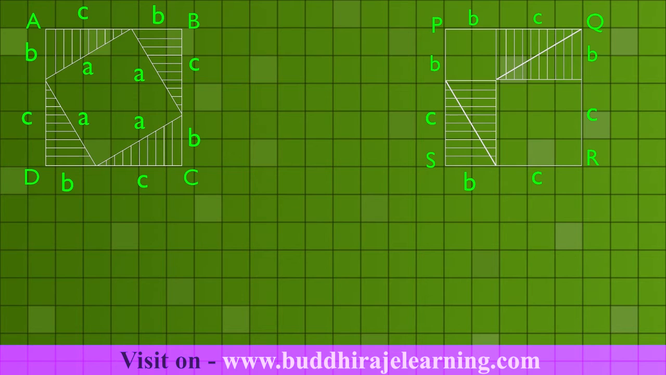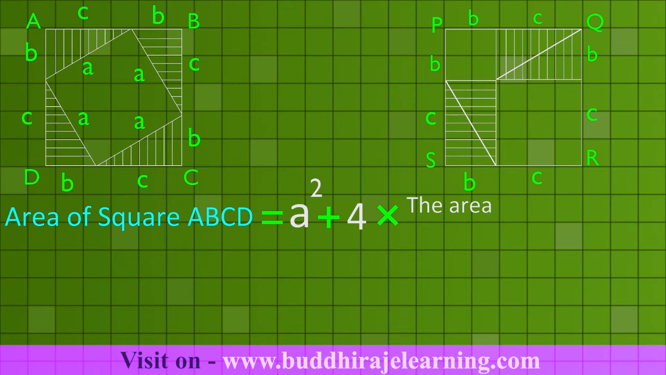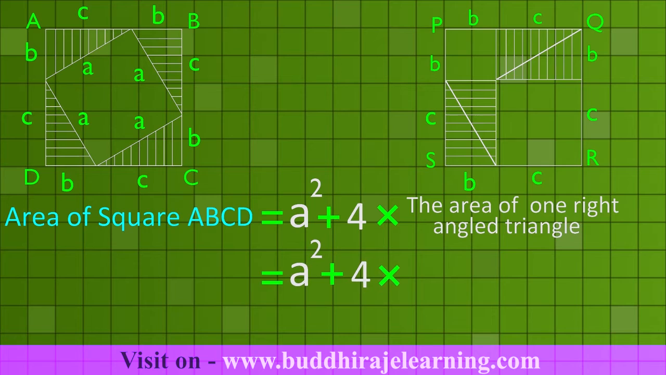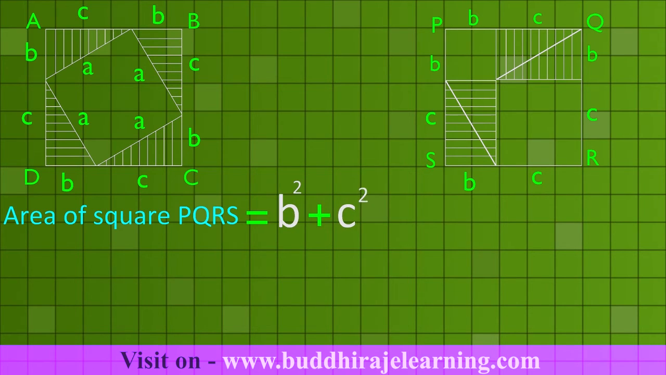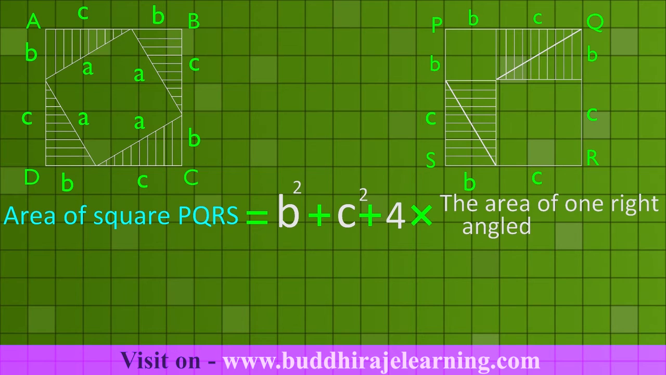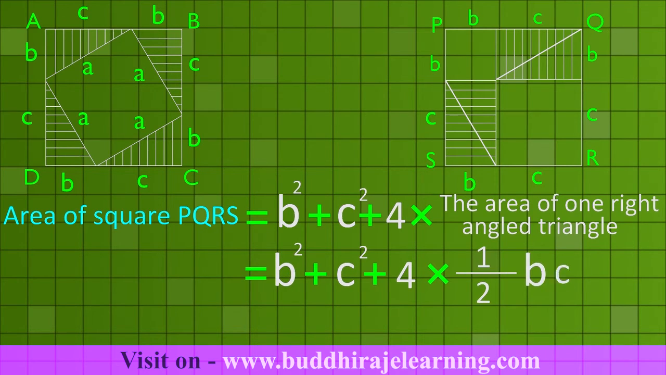In figure 1, the area of the square ABCD is equal to A square plus 4 into the area of one right angle triangle, which is equal to A square plus 4 into 1 half into B into C. This is equal to A square plus 2BC. In figure 2, the area of the square PQRS is equal to B square plus C square plus 4 into the area of one right angle triangle. This is equal to B square plus C square plus 4 into 1 half into B into C.